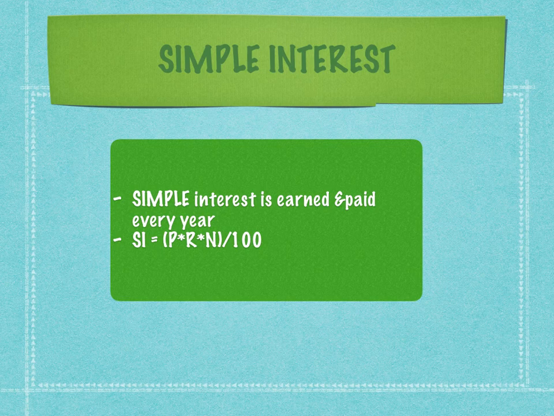The formula for simple interest is really very simple. It involves multiplying three variables: principal, P, rate of interest, R, and number of years, N. We multiply these three variables, and because R is a percentage, we divide by 100 to get a rupee denominated simple interest for the year.